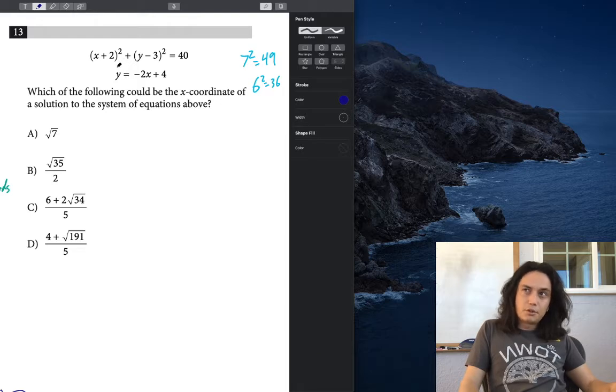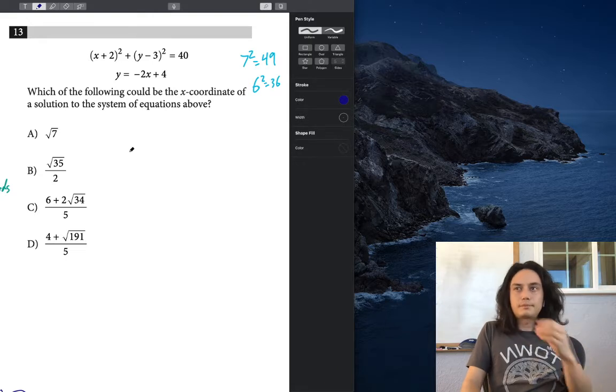The other thing we could do, though, is because y is alone here, we could just take this and plug it into y here. Because this y is the same as this y, it's sort of similar to setting them equal to each other. We're just taking this part of the equation and shoving it in here, taking advantage of the fact that these are the same y's.